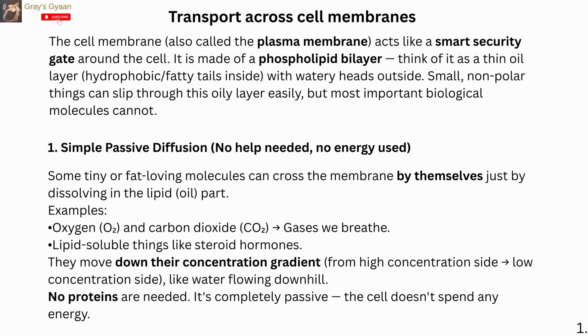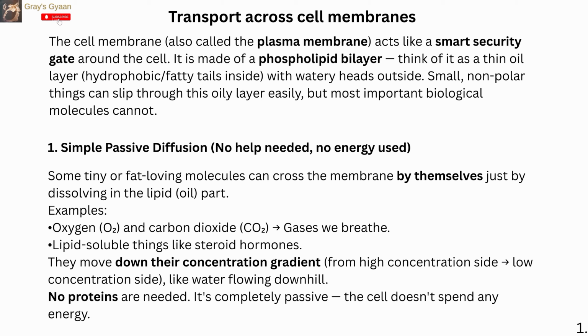1. Simple passive diffusion, no help needed, no energy used. Some tiny or fat-loving molecules can cross the membrane by themselves just by dissolving in the lipid, oil, part. Examples: oxygen and carbon dioxide, gases we breathe. Lipid-soluble things like steroid hormones.